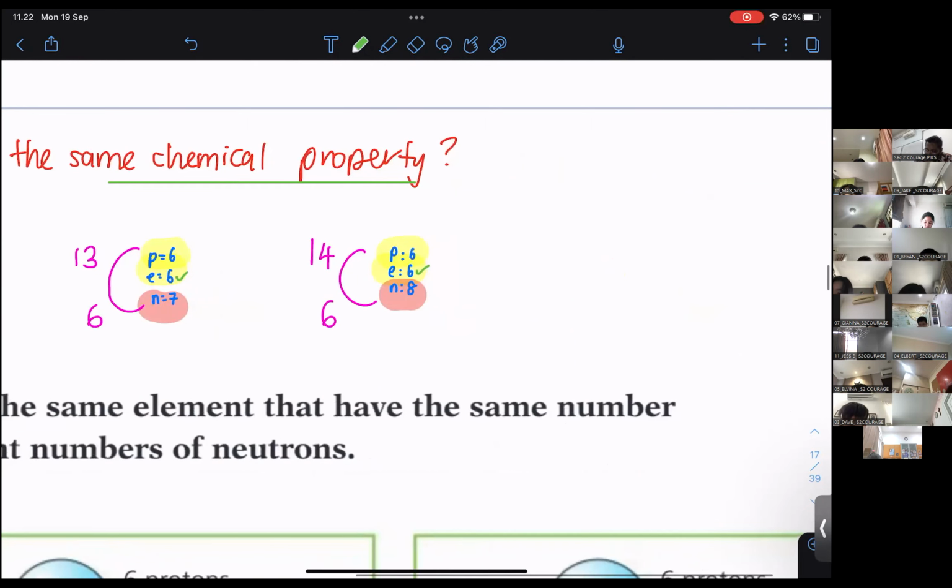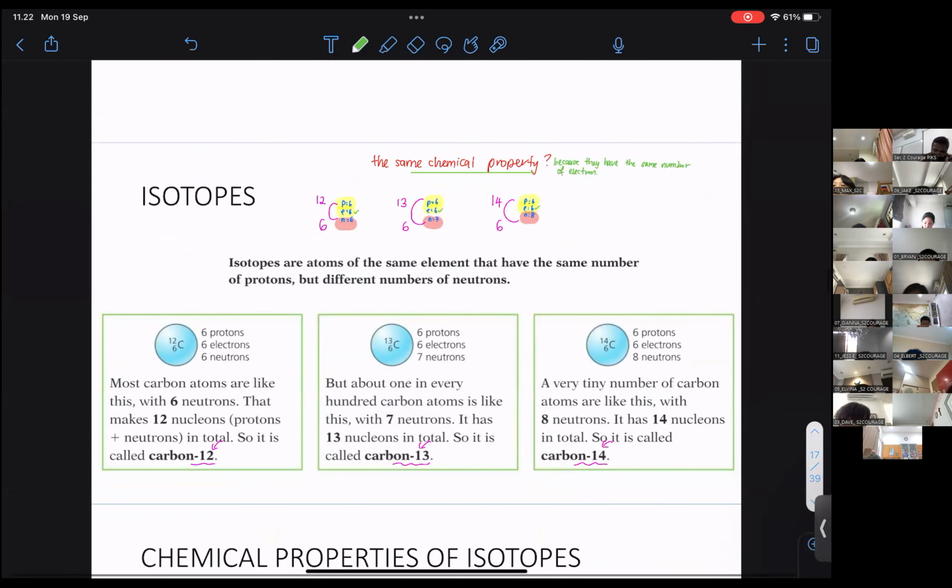Why? Because they have the same number of electrons. That is the reason. If you have the same number of electrons, they will have the same chemical property. So what is important over here about isotopes? What is the definition? Isotope: same element with the same number of protons, different number of neutrons. But they have the same chemical property.